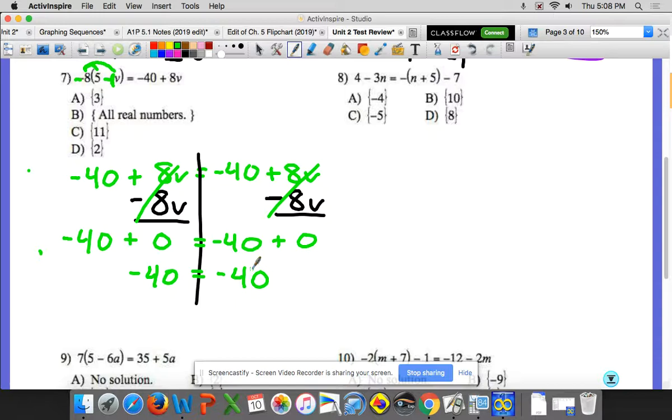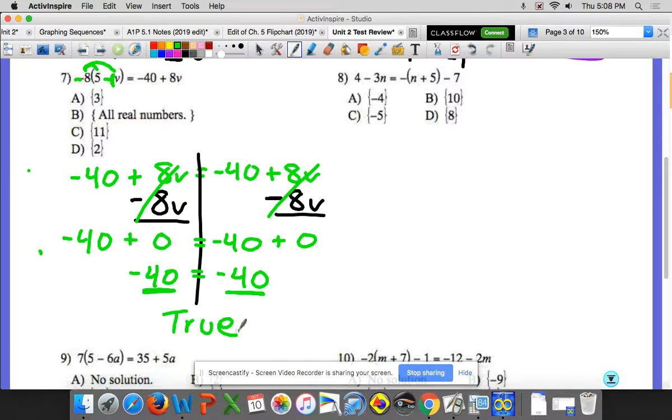-40. So at this point, we consider this a statement. And sometimes when solving equations, you will get a statement. And what statements mean is that they can either be true or they can be false. In this case, if we have -40 and -40, they're the same numbers. So if you were to read this out loud, it would say -40 equals -40. And that's true. It's the same number. -40 is -40. So this would be a true statement.